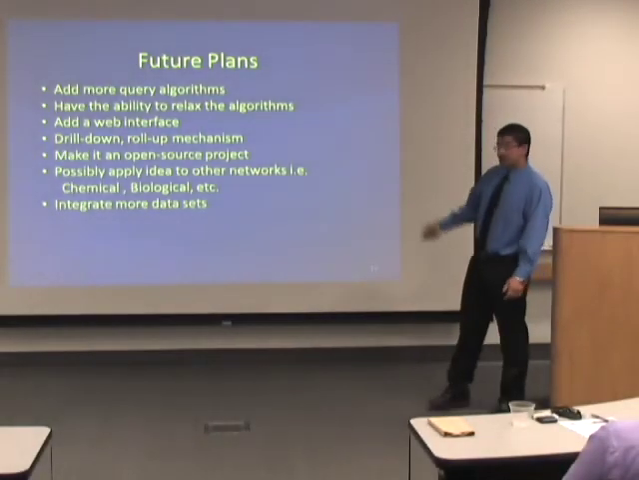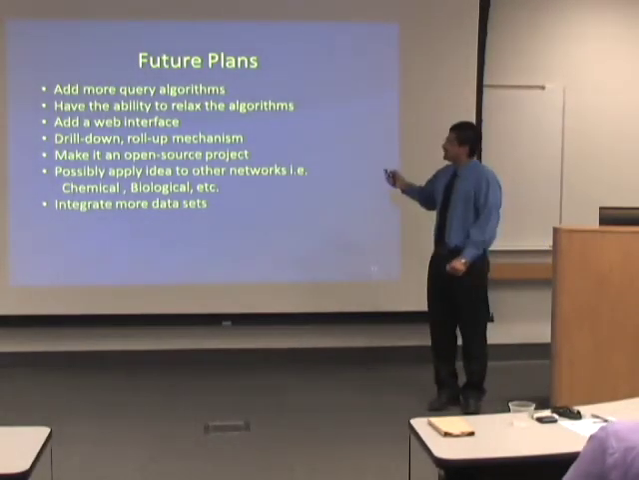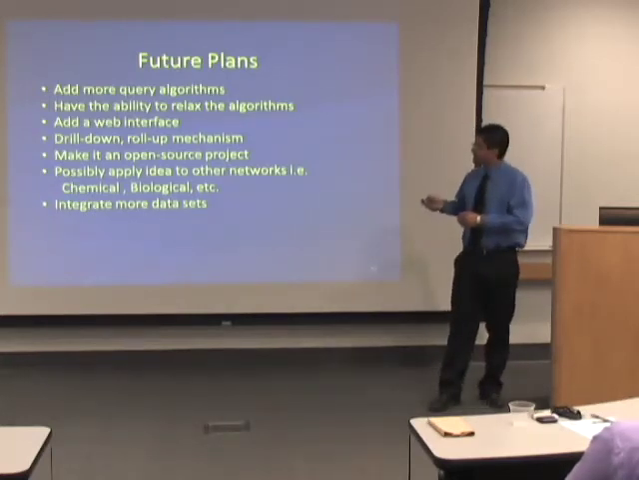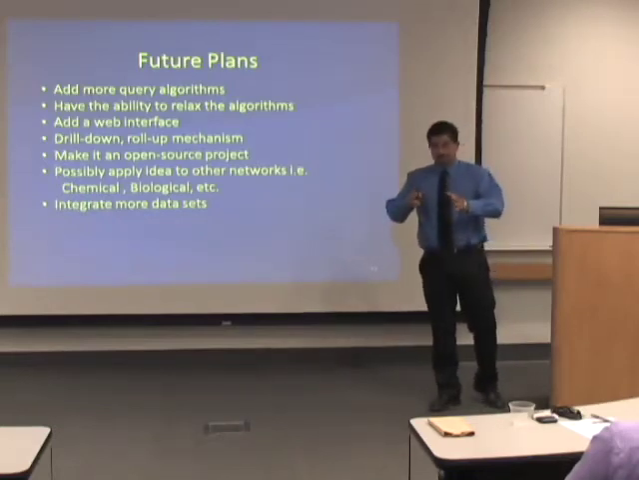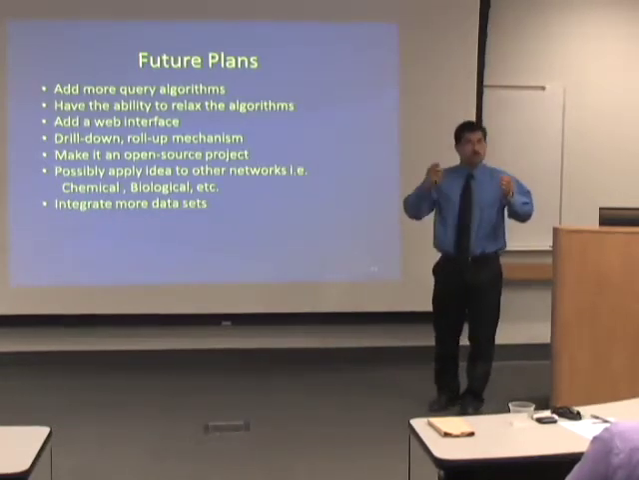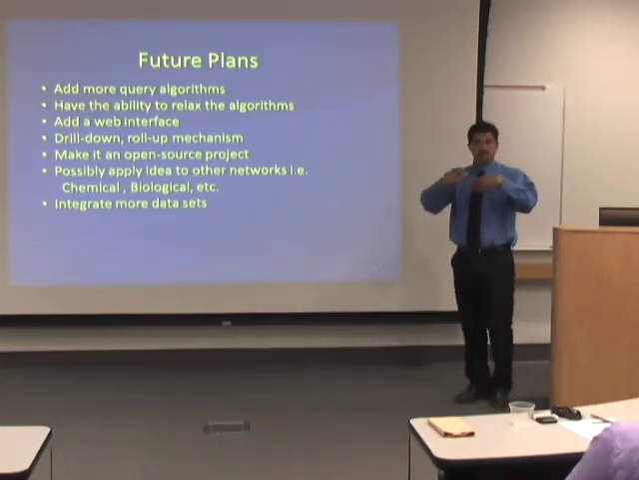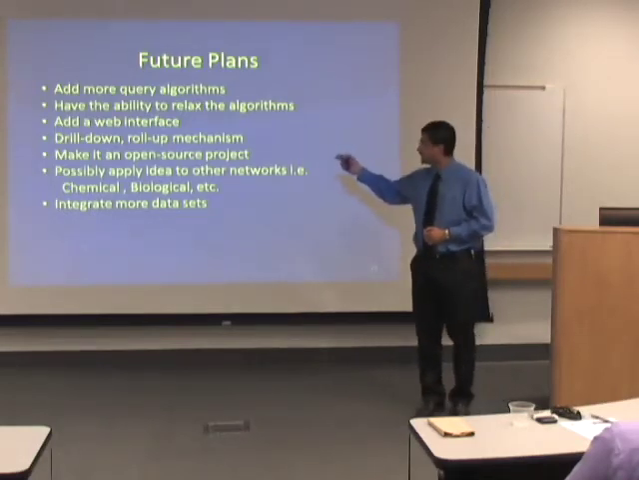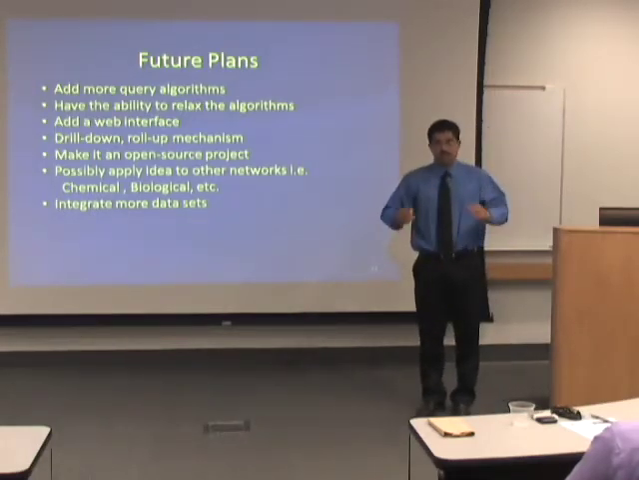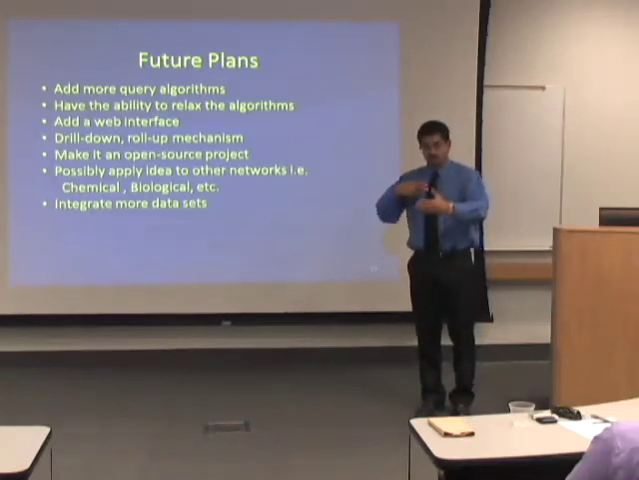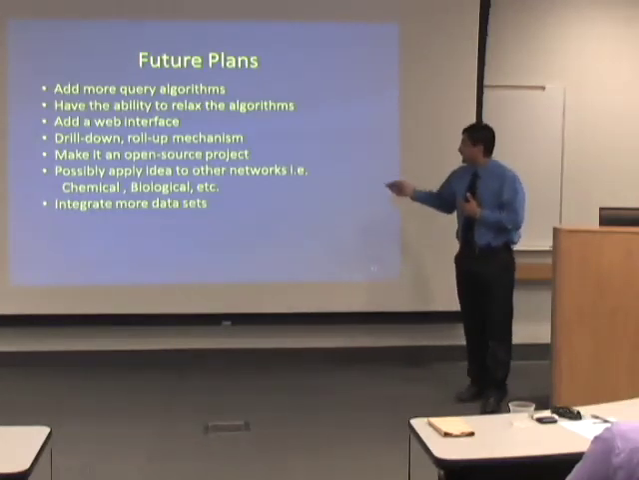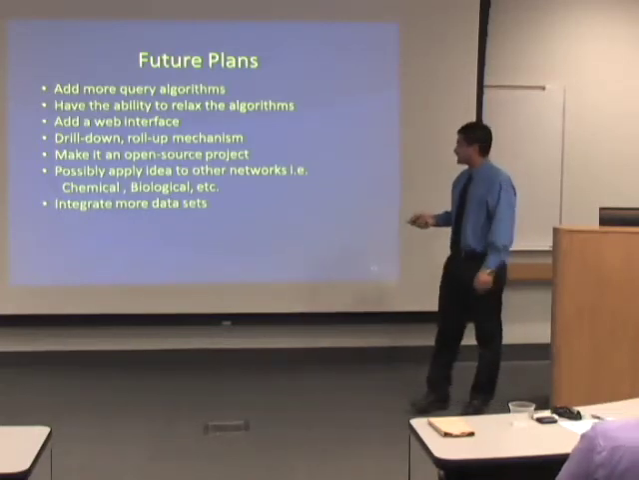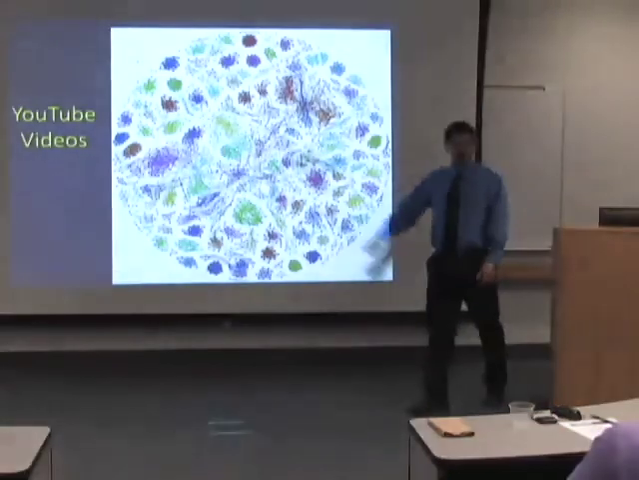So, like I mentioned, it's not done, but we have future plans. Add more query algorithms, and have the ability to relax the algorithm. So let's say on our initial model, it was just a wish list from the designer to work well with the engineer. We can remove that and give the control to the user. Add a web interface. We'll add a drill down, roll up mechanism. Make it open source, so everybody has the ability to contribute and look at the source code. And we'll probably analyze its possible adaptation to other networks, chemical networks and biological networks. And we'll integrate more data sets, for example, like YouTube.